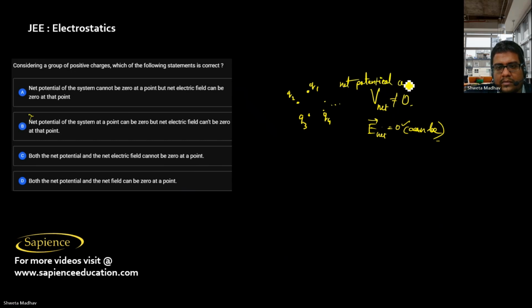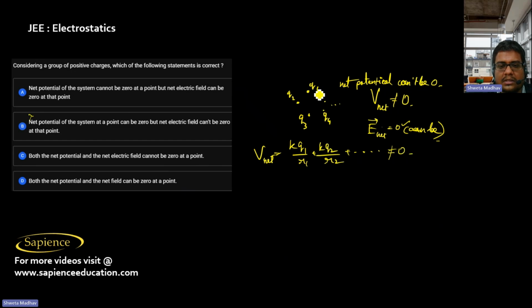Why can't it be zero? V net will be equal to V for Q1 plus V for Q2, that is KQ1 by R1 plus KQ2 by R2. Since we have to add, it can't be zero. If some charges were negative, then some of them could get cancelled. But here all are positive charges, so the net potential can't be zero in this case. So option A is the correct answer.